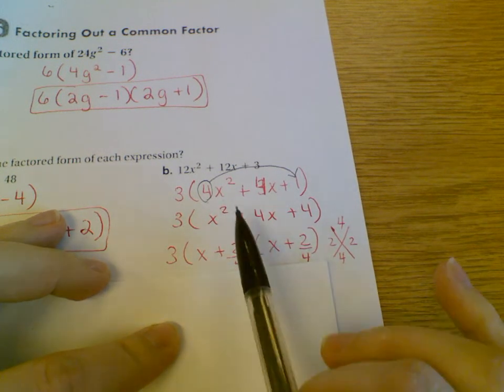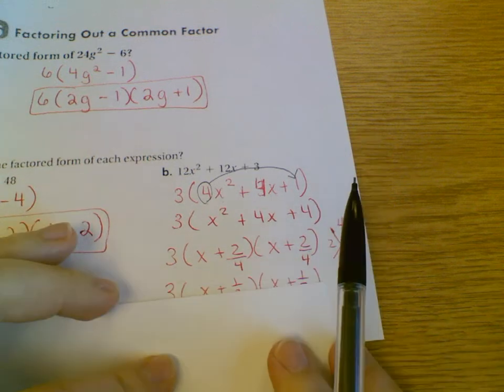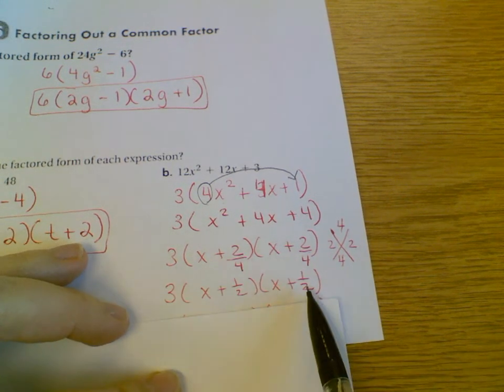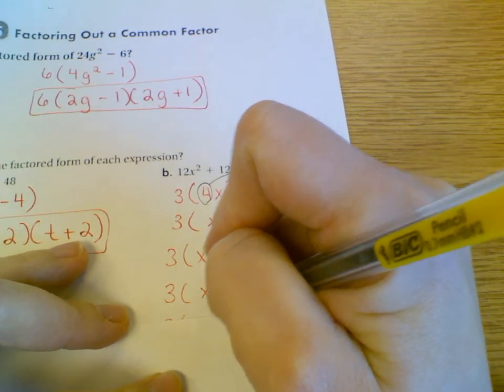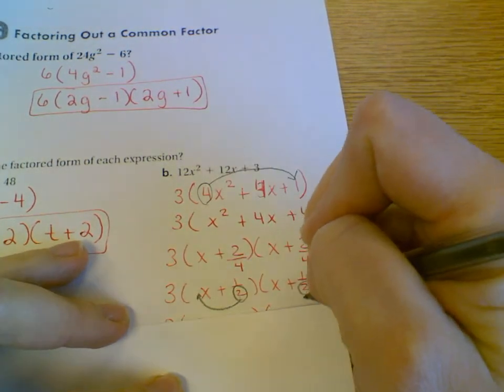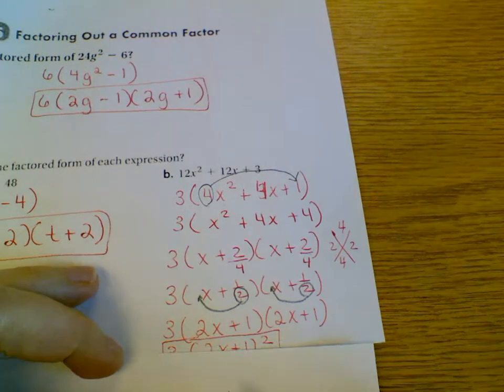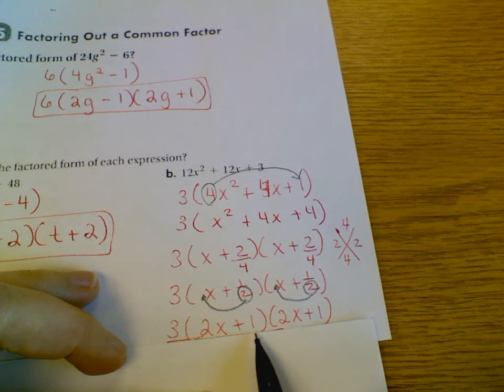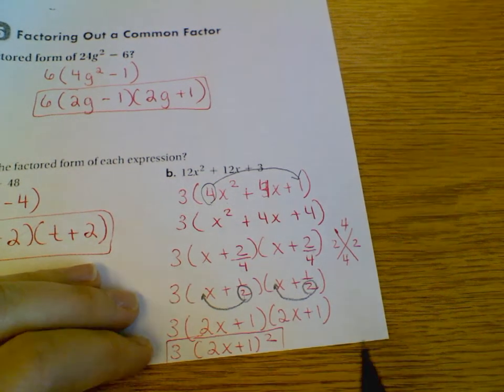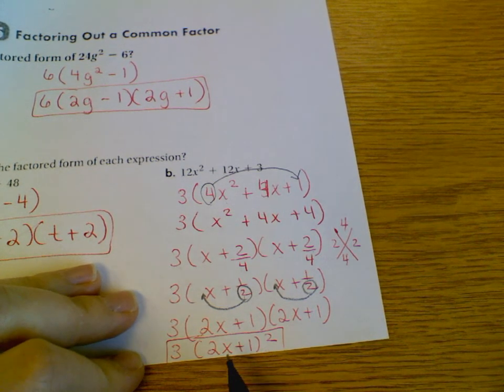I need to come back and divide by the number I slid, which is 4 and 4. That reduces on both of them to 1/2, and so then I need to bottoms up on both of those spots. So I would have 3 times 2x plus 1 times 2x plus 1. Notice I have the same factor written twice, so I need to rewrite that with an exponent. So my final answer would say 3 times the quantity 2x plus 1 quantity squared.